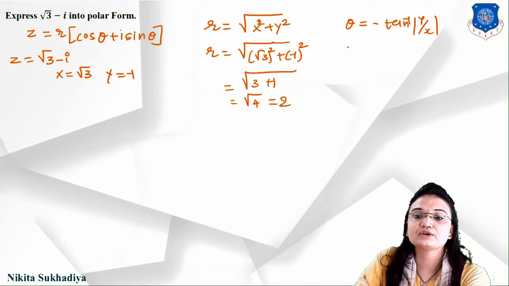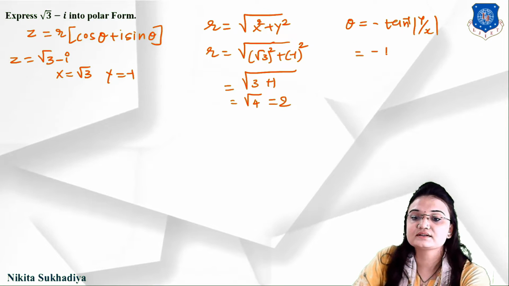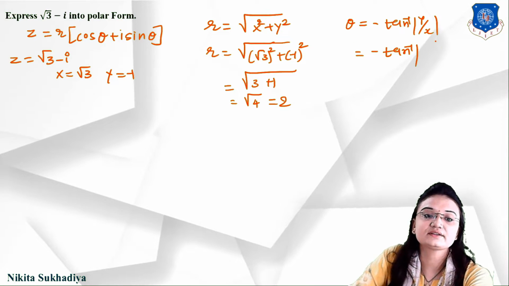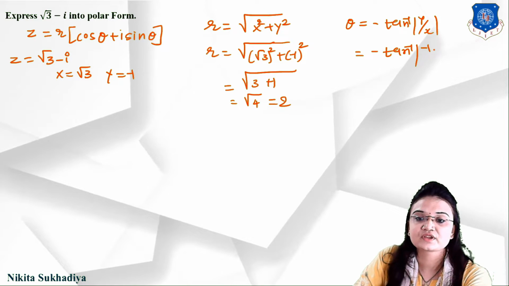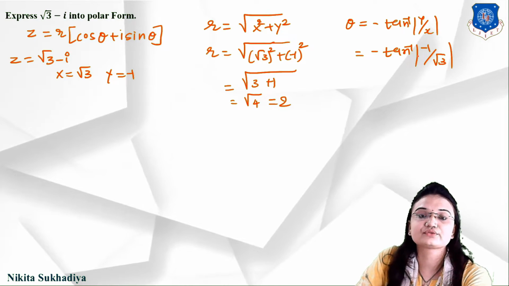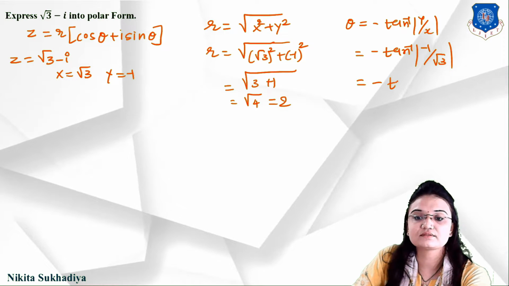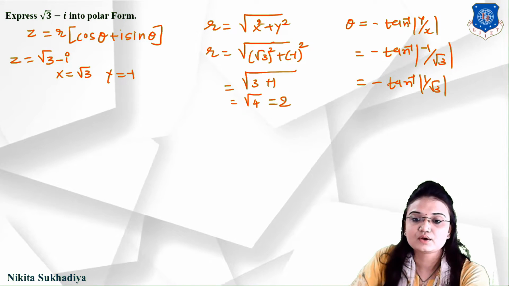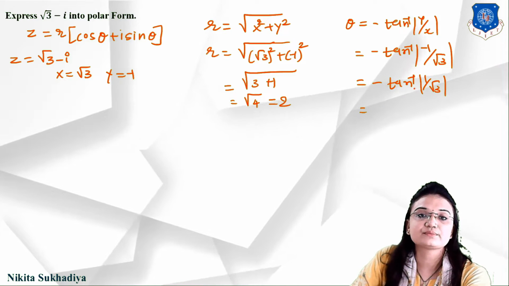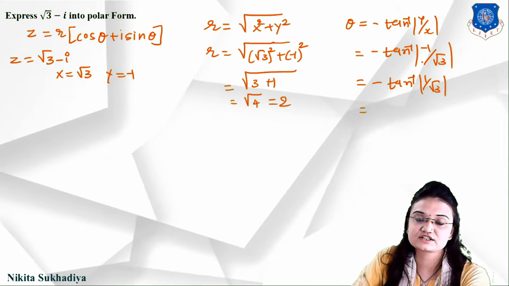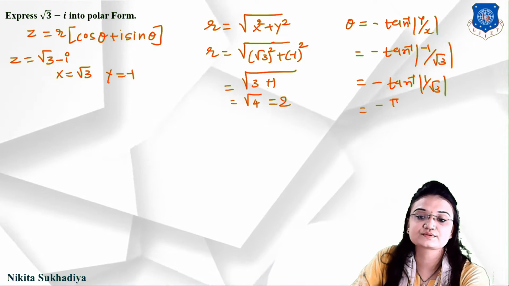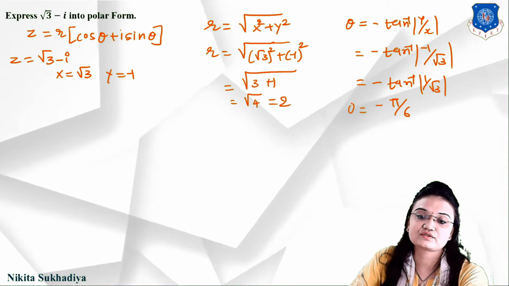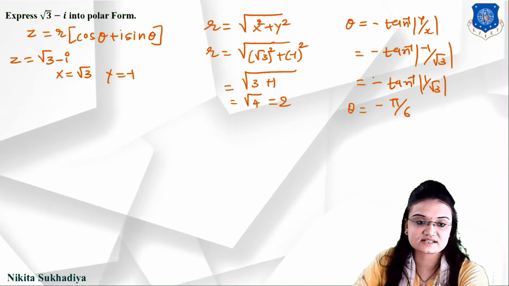And theta is minus tan inverse of y, that is 1, upon x, that is root 3. So this is nothing but minus tan inverse 1 upon root 3. Tan inverse 1 upon root 3 is pi by 6, so this is minus pi by 6. Our theta is minus pi by 6 here.